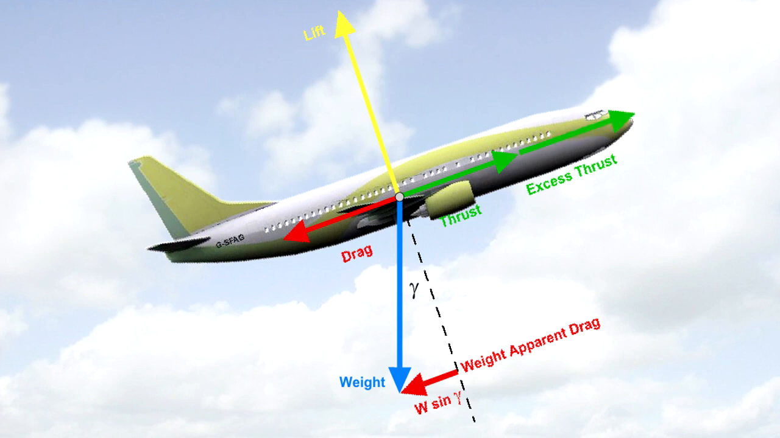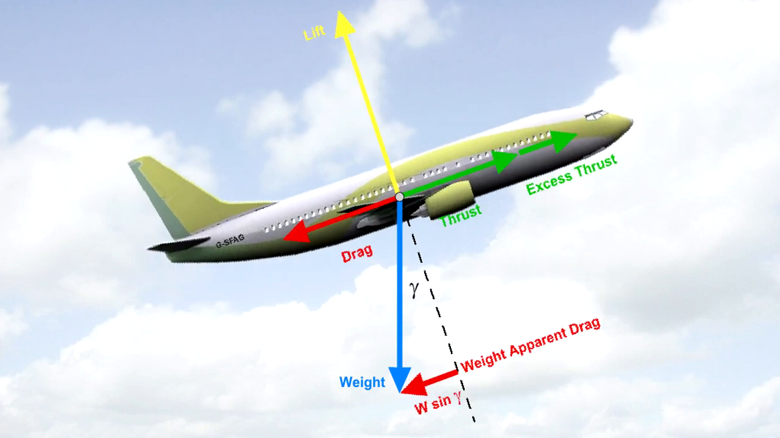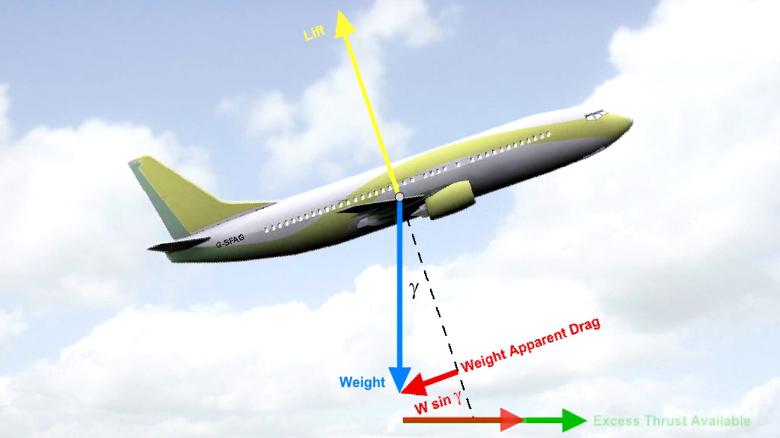The larger the excess thrust available, the greater the weight apparent drag that can be balanced. In other words, the more excess thrust available, the steeper the angle at which the aeroplane is able to climb. If the aircraft only has a small amount of excess thrust available, then notice now that there is too much weight apparent drag, and that the angle will need to be reduced so that the excess thrust available balances the weight apparent drag. The excess thrust can be calculated by taking the total amount of thrust available and subtracting from it the amount that balances the aerodynamic drag. The thrust remaining is the excess thrust available.